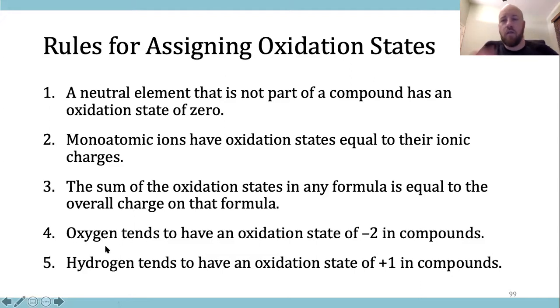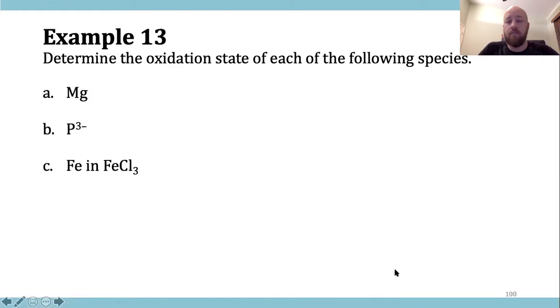Again, some guidelines that'll be helpful here. Oxygens still tend to be -2. Hydrogens are going to be +1. So what are the oxidation states of these elements? Magnesium is the element all by itself, not in a molecule, so its oxidation state is 0. Phosphide has a -3 charge, which is equal to its oxidation state.